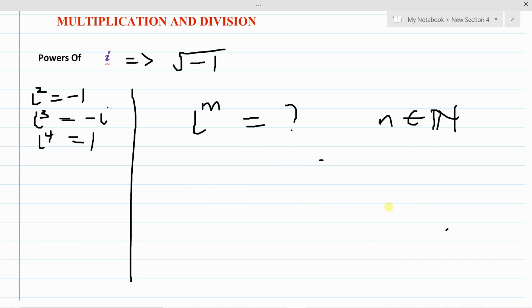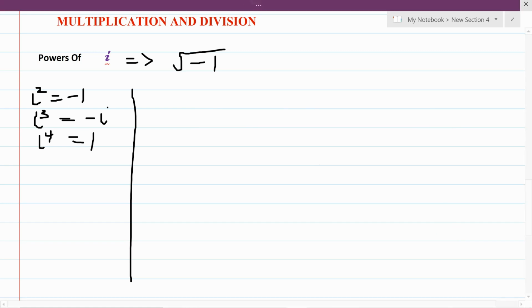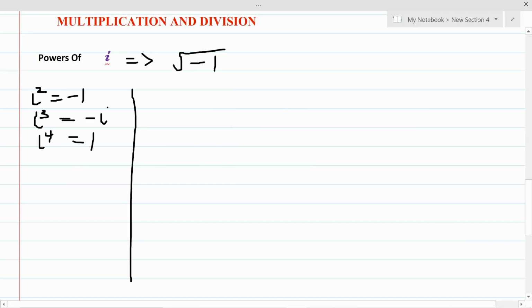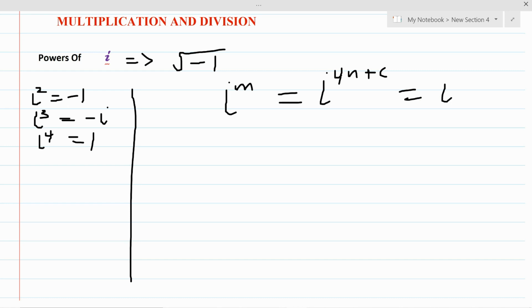Now we are saying that if I have i to the power m, some powers of i, and I can rewrite m as we did, as 4n plus some c, where c belongs to either 0, 1, 2, or 3, then this should be equal to i to the power c. If I can rewrite this as that, our c is always one of these: 0, 1, 2, 3.